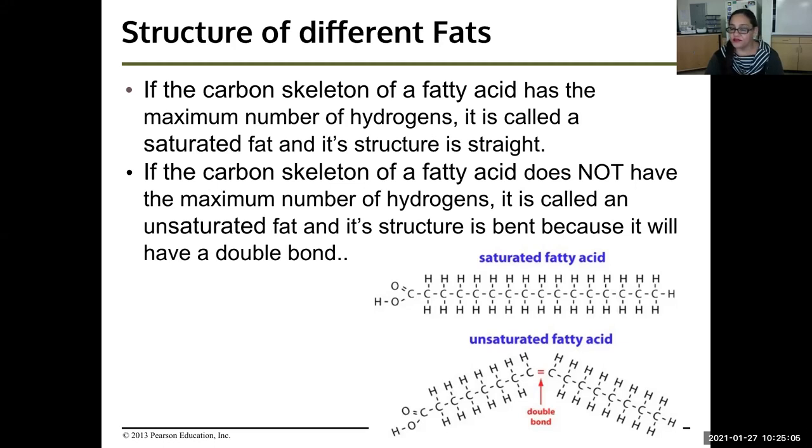Saturated fatty acid, you have that carbon stripe in the middle, all the C's. They're all single bonded to each other. It's called a saturated fatty acid. Unsaturated is when you have a double bond and it looks bent.